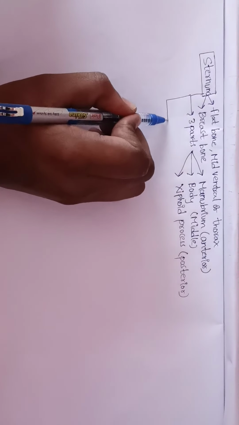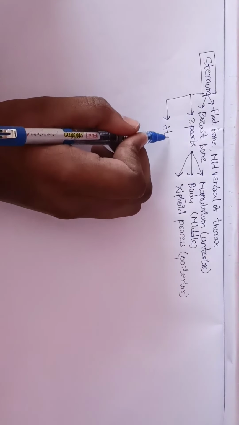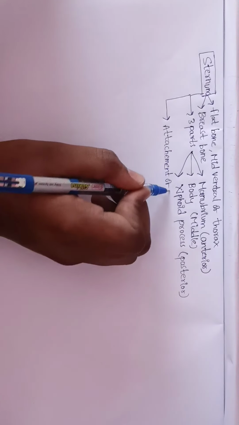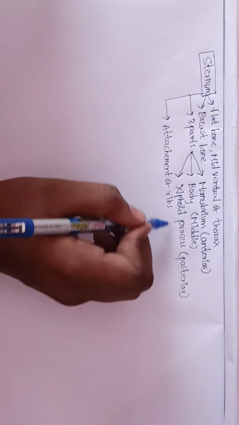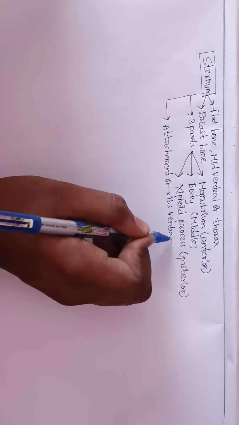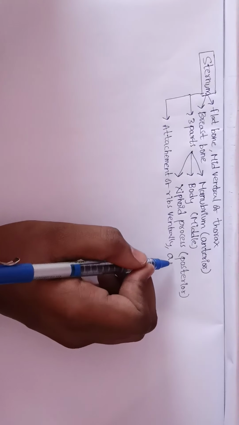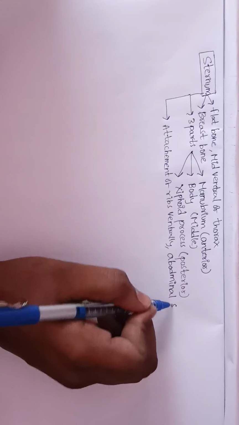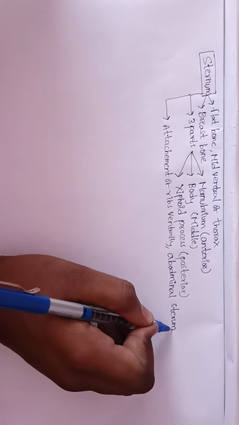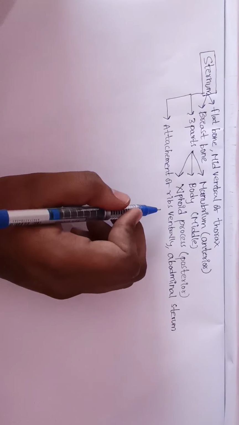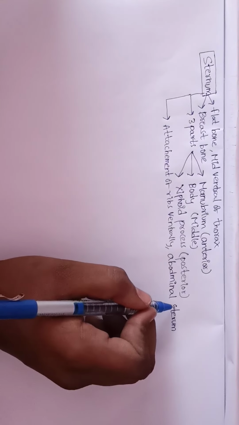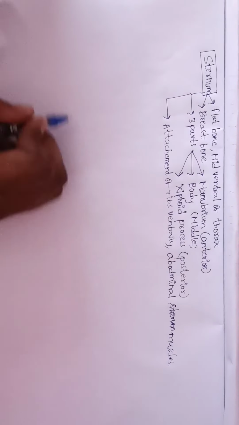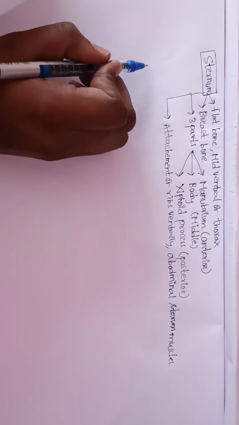Sternum is useful for attachment of ribs ventrally, and also attachment of abdominal muscles. These are the functions of the sternum. Sternum is useful for attachment of ribs and abdominal muscles. This is about the sternum. Next, ribs.